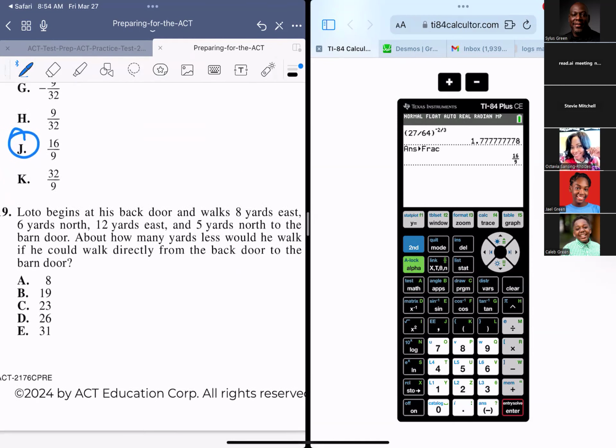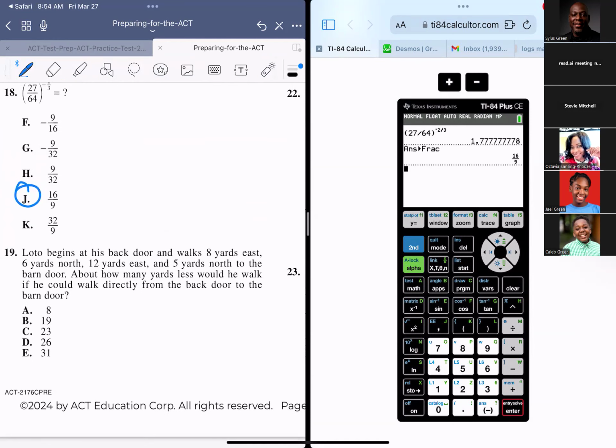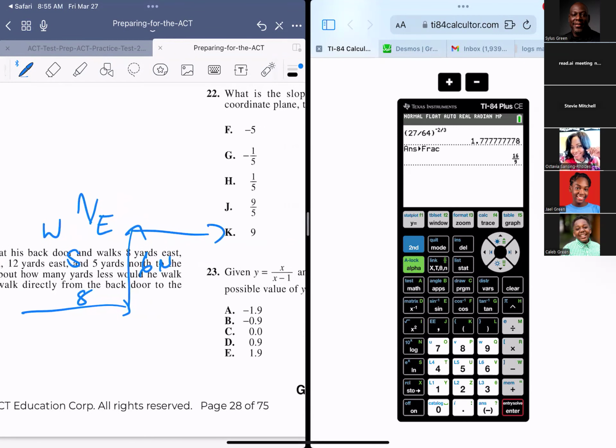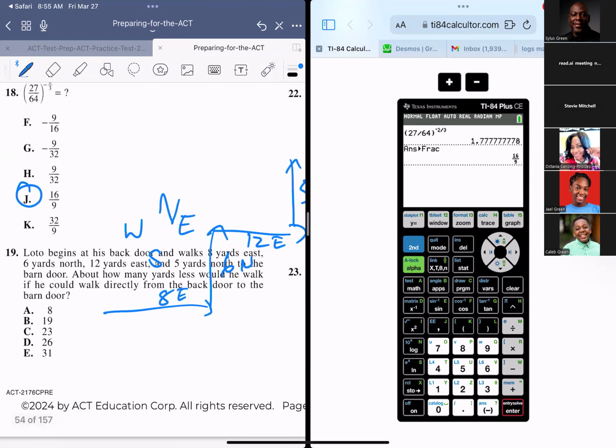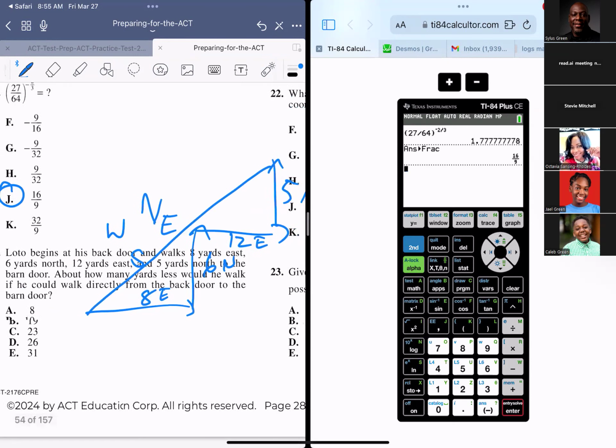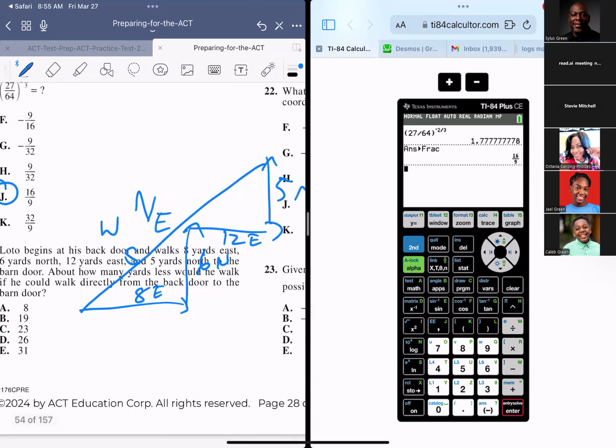Okay. Lodo begins at his back door. He walks 8 yards east, so let's do never eat soggy waffles. So he walks 8 yards east. Then he walks 6 yards north. Then he walks 12 yards east. Then he walks 5 yards north. If he walked directly, how many yards less would he walk?